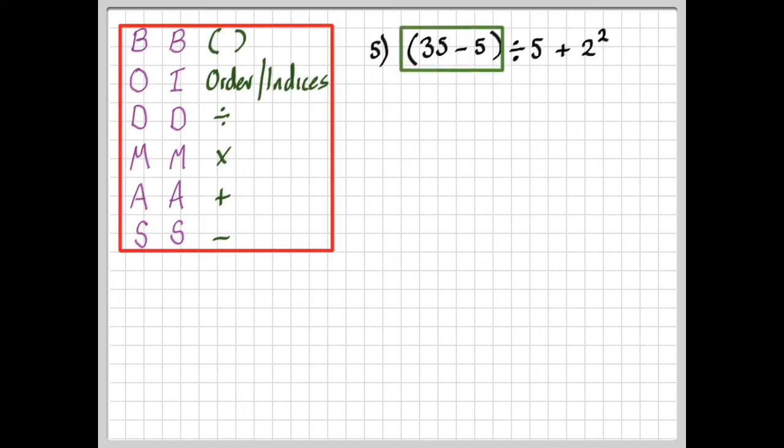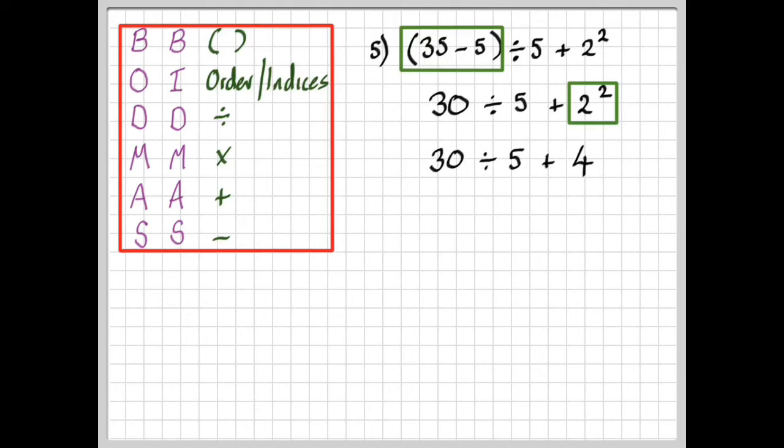So 35 subtract 5 is 30. Now I'm going to write in everything that I didn't use. What have I got now? Well, I've got a divide in there, I've got an add in there, and I've got these indices here. I've got 2 squared. So that's what I'm going to do next, and that gives me 4.